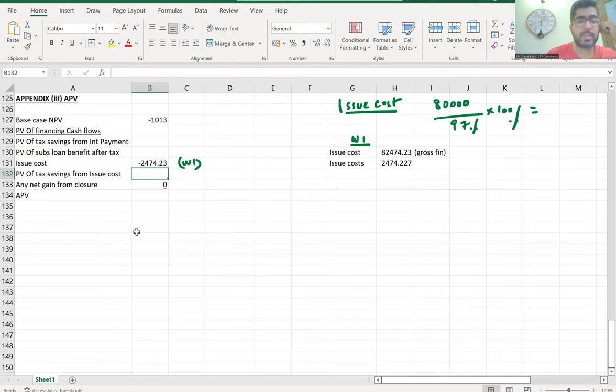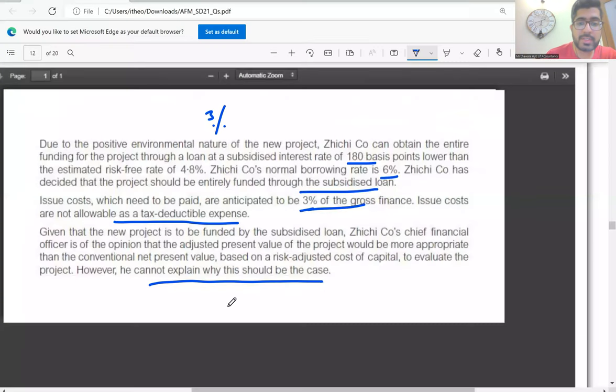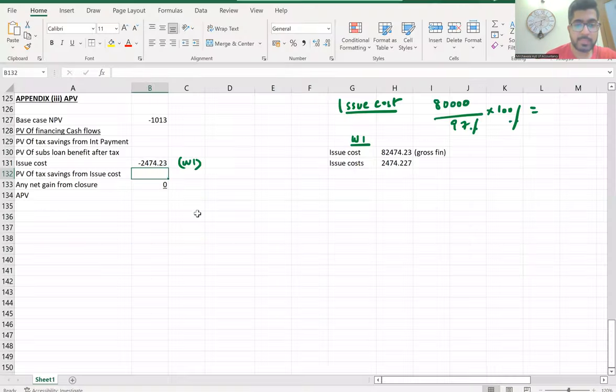Issue cost has to be paid. Present value of tax savings from issue cost should come, but the question clearly states, issue costs are not allowable as tax deductible. So there won't be any tax benefit on issue cost. Else we would have taken a 20% benefit, but here issue costs are not allowable as tax deductible. So issue costs tax benefit won't come.